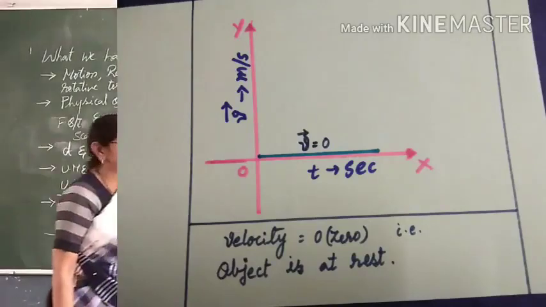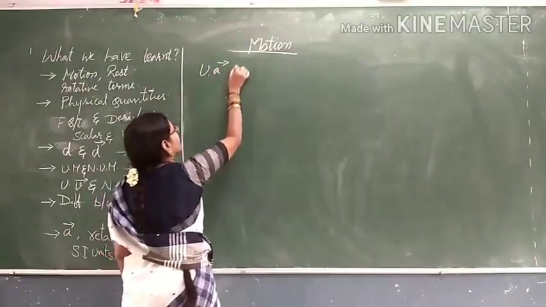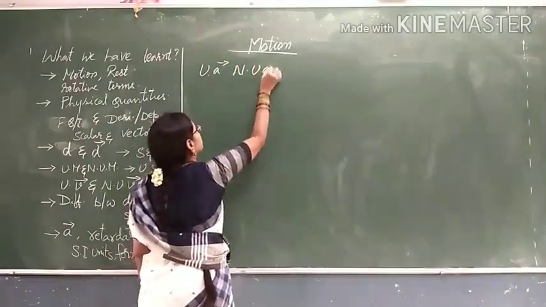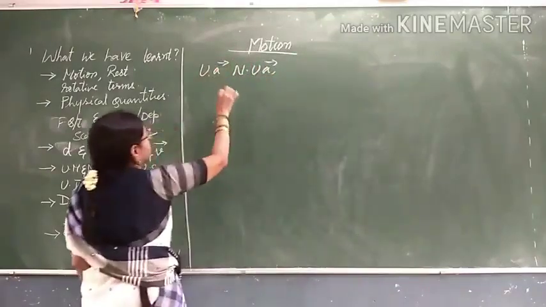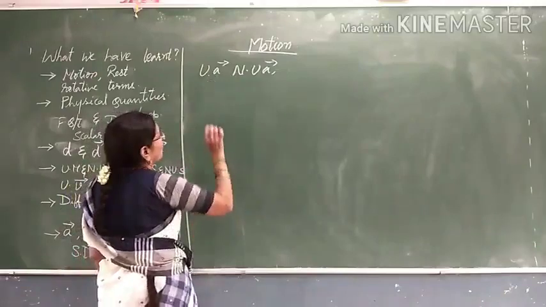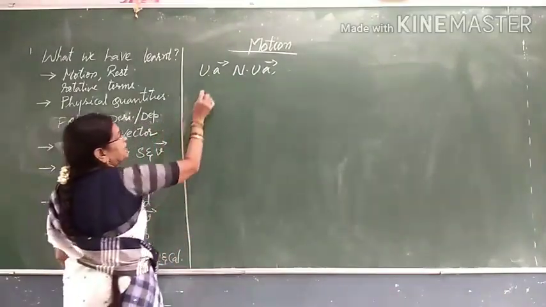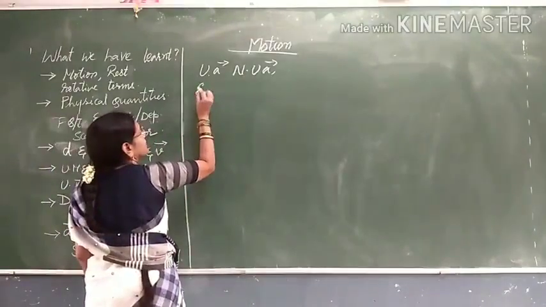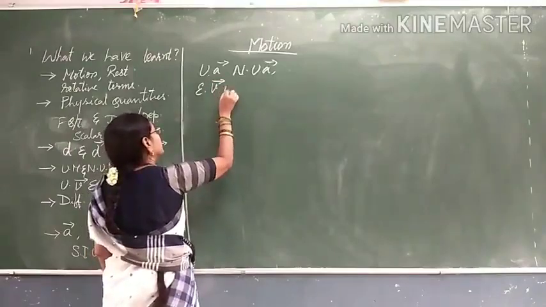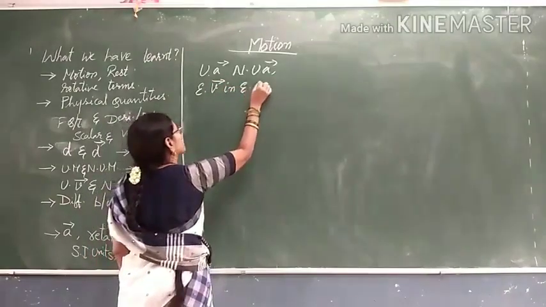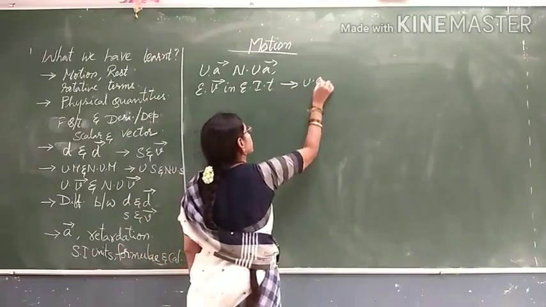We are going to learn about uniform acceleration and non-uniform acceleration. Next, what is uniform acceleration? When a body is moving with equal velocities in equal intervals of time, it is called uniform acceleration.